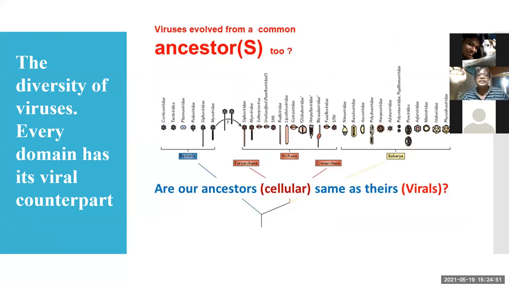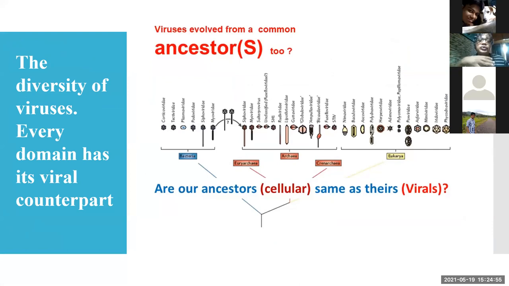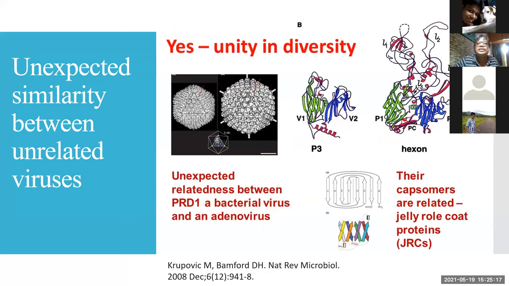And the viruses are so diverse, but interestingly, almost every domain of life, be it bacteria, archaea, or eukarya, have their own viruses. So therefore, there must be some common ancestor for all these viruses, and there are many other evidences also.